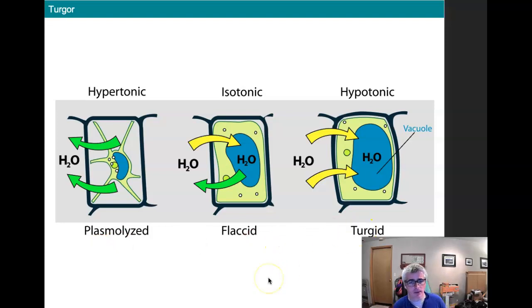Here's some examples of what cells can look like under different conditions. The first one is hypertonic, and here there's more solutes outside of the cell than there is within the cell. That causes water to leave. If you take a freshwater plant and put it in salt water, the water will leave. Isotonic would be there's an equal number of solutes in the cell and in the environment, which would allow an even exchange of water. So there's still water within the cell, but not enough to exert a positive force outward.